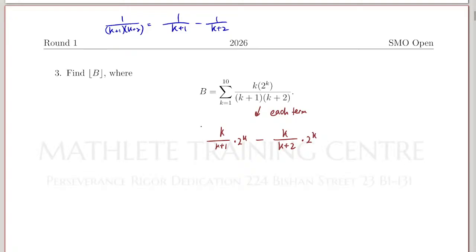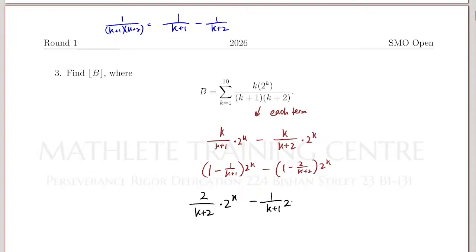Now, what do you notice? Well, this fraction is very close to 1. This fraction is also very close to 1. I can write it as 1 minus 1 over k plus 1 to the power of k, subtract away 1 minus 2 over k plus 2 to the power of k. Then you should notice the 1 times 2 to the power of k and the 1 times 2 to the power of k, they disappear. In the end, the terms I'm left with are exactly 2 over k plus 2 times 2 to the power of k, and minus 1 over k plus 1 to the power of k.